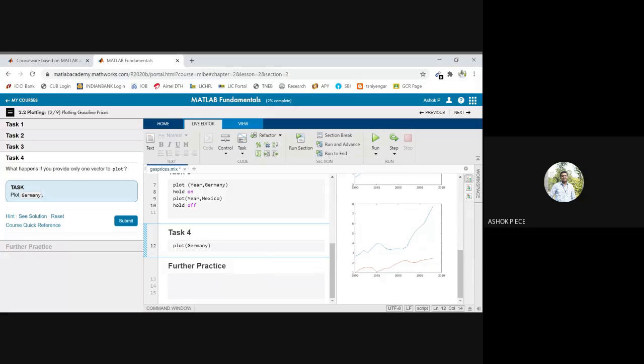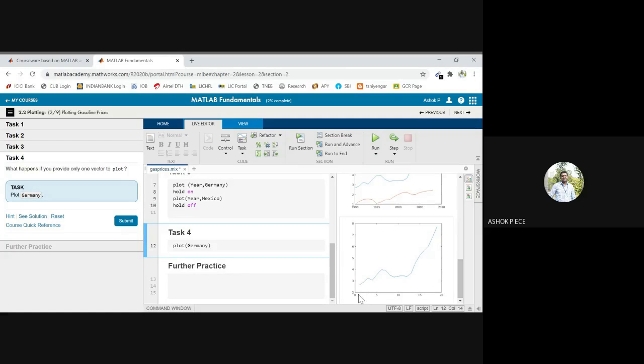Can anybody answer this question? If I just give plot Germany, what will happen? So I have not included the year, right? So what will be the year axis? It will be starting from 1. See here. So when you don't include year, it will start from 1.